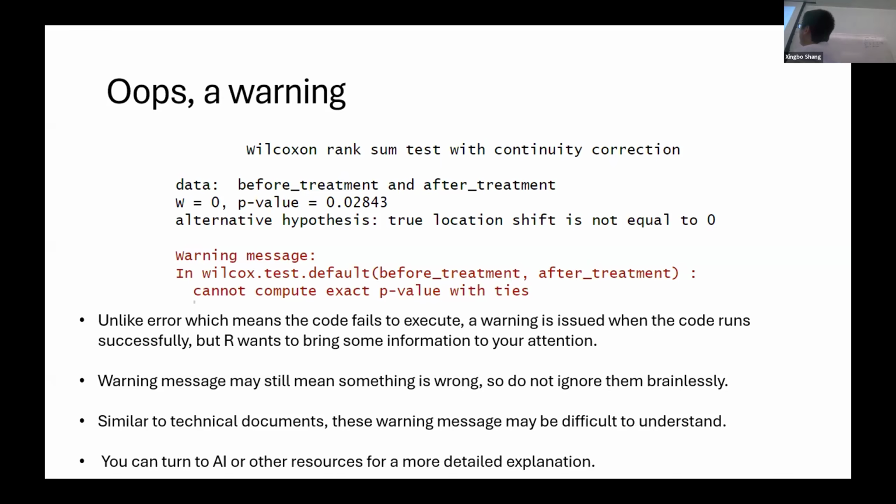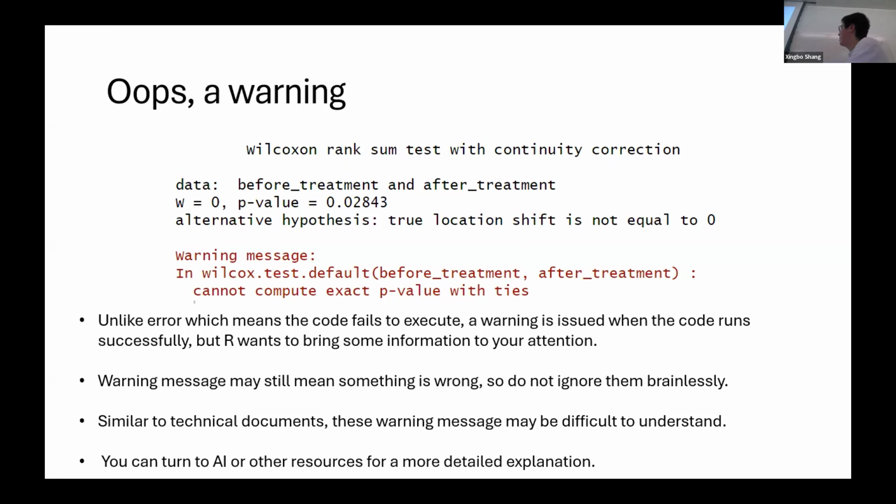And the alternative hypothesis is that the location shift is not equal to 0, which means the two data sets are truly different. Again, this is our programming course, not an introduction to statistics, so we won't talk too much about that. But then you see something written in red saying, okay, warning message. In wilcox.test.default, before treatment, after treatment: cannot compute exact p-value with ties.